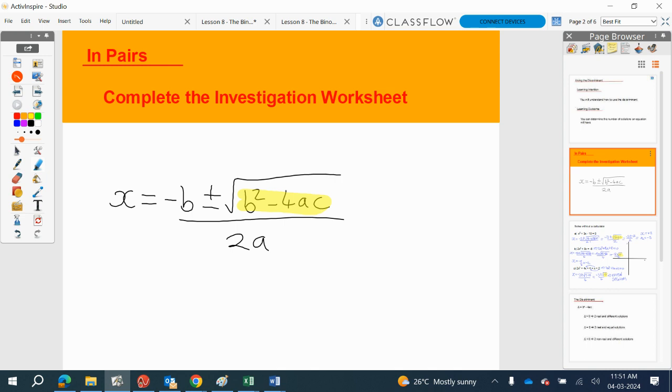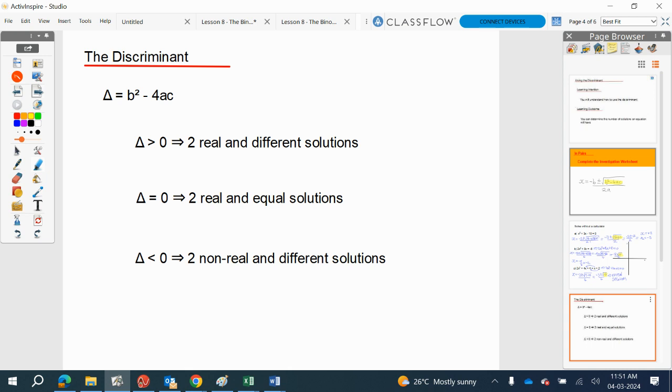This part of the quadratic formula has a special name. We call it the discriminant. If we want to shorten our handwriting, we can say delta. That little triangle is capital D in ancient Greek. It means delta. So the discriminant is b squared minus 4ac.